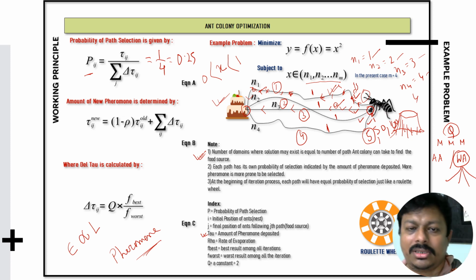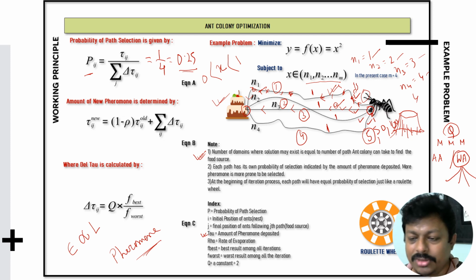At the initial stage, we assume that all 4 paths have an equal amount of pheromone. So the probability of path selection will be equal as well at the time the iteration is starting: 0.25, 0.25, 0.25, 0.25, as I have calculated. So what is the case of the roulette wheel now? I will come back to that later on.